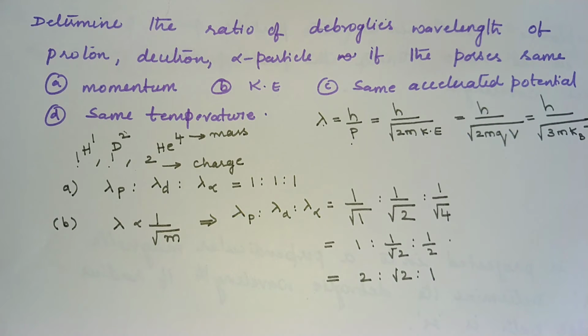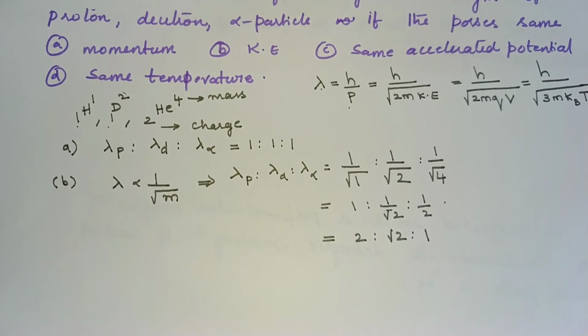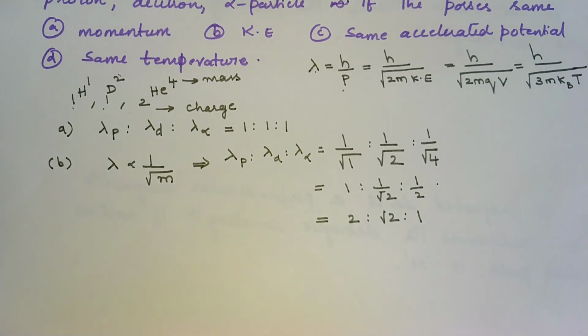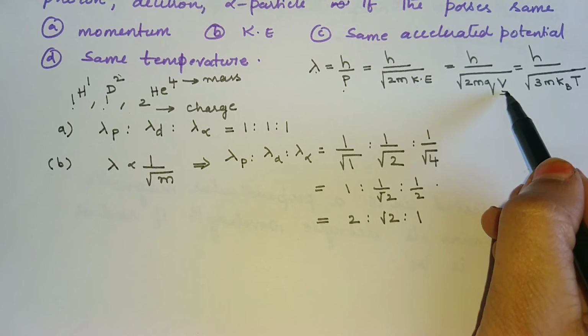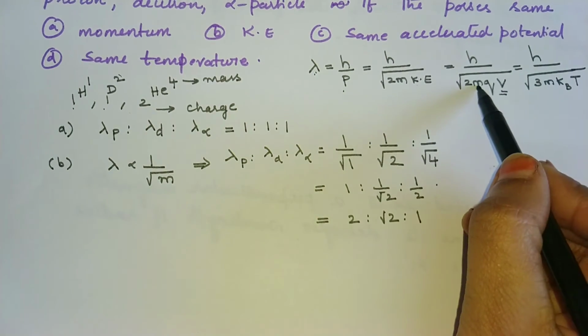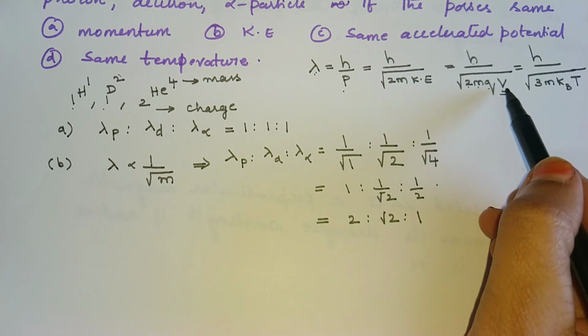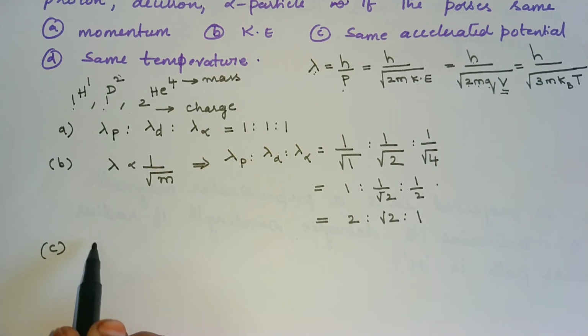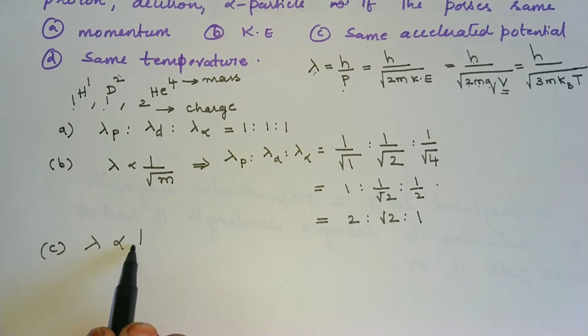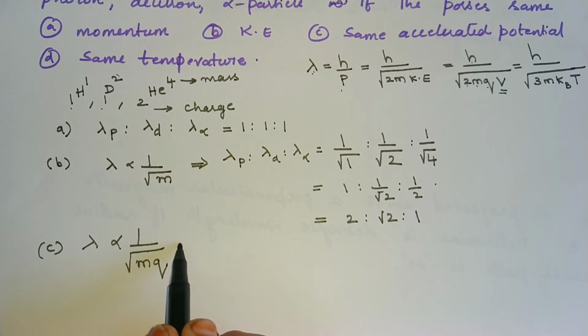If they are accelerated through the same potential, if all three particles are accelerated through the same potential, how is lambda related to m and q? h is constant, 2 is constant, V is also constant. So for the B bit, wavelength is proportional to 1 by square root of m into q.